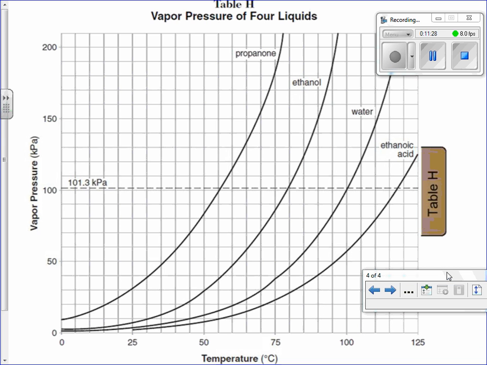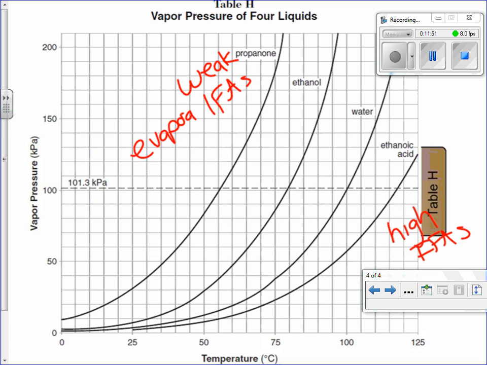What you do need to memorize, you need to know about this, is that ethanoic acid has high intermolecular forces, IFAs, and propanone has weak IFAs. Why? Because propanone evaporates easier. Okay, we say it's more volatile. So propanone evaporates easier. So it has weaker intermolecular forces. It's not held as tightly in the liquid.